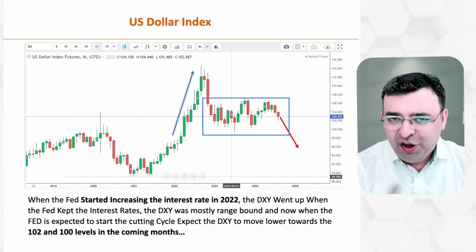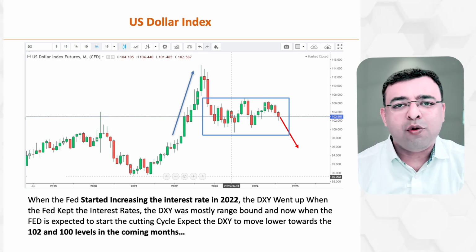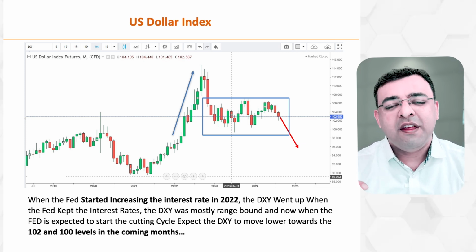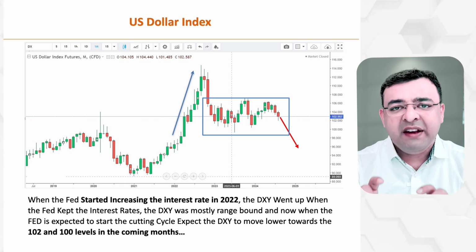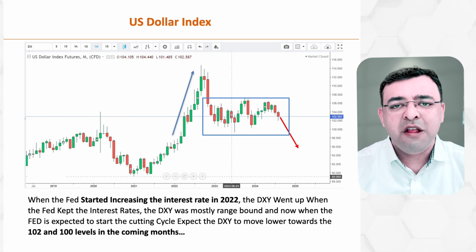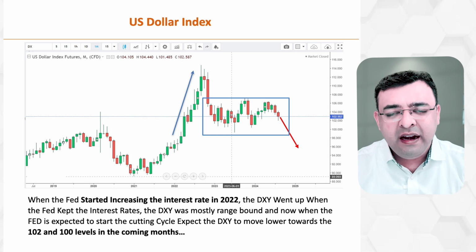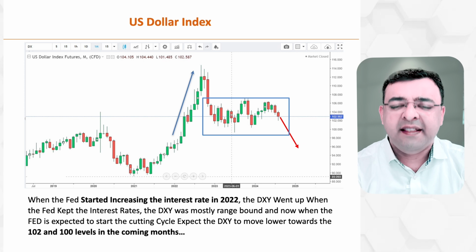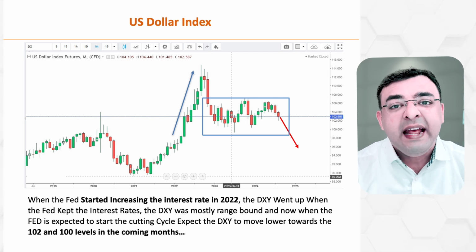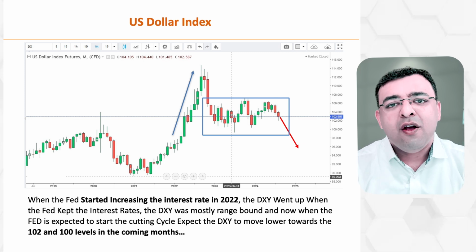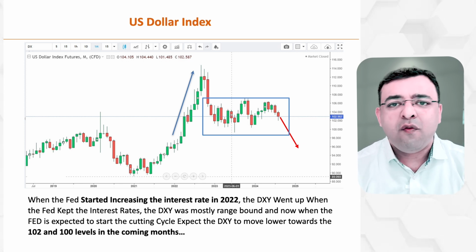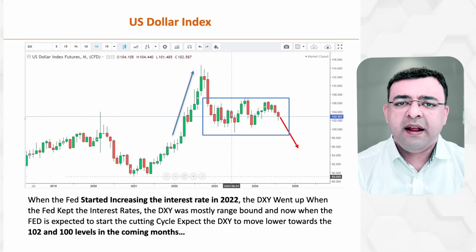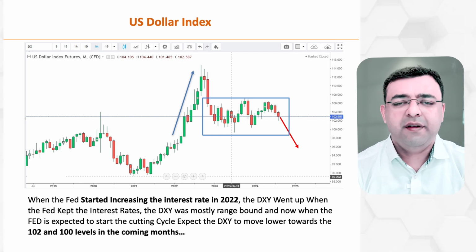Now, for the last 1 year, from August 2023 to August 2024, Fed has kept the interest rate at the same level, and if you see the chart, the dollar index is trading in a consolidated range between 107 on the upside and 103 on the downside. Now we are expecting that Fed is going to cut the interest rate by 50 basis points this year. If this happens, then we can assume that the downward trajectory of the dollar index has started. So basically in the dollar index, we are expecting a level of 102 first and then 100.